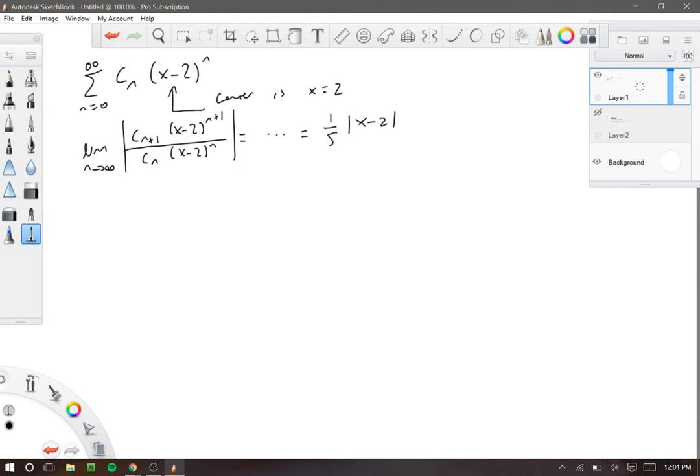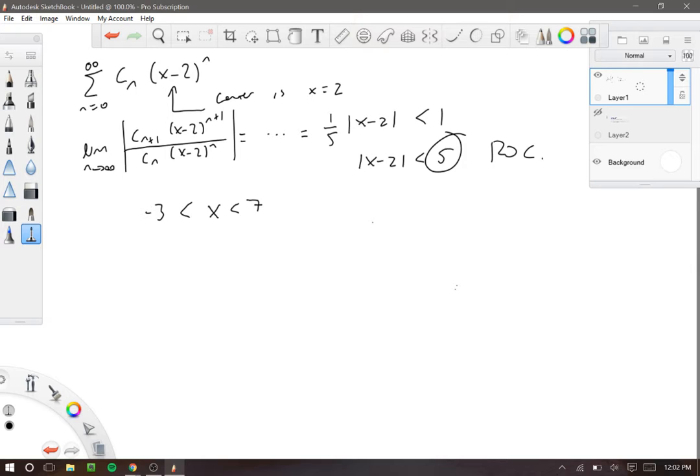Again, we would need that to be less than 1, and so we would have that x minus 2 is less than 5 in this case. So now 5 is our radius of convergence. So again, we're guaranteed that the series will converge for values of x that are less than 5 away from 2. So let's see, we could go all the way up to 7, and we could go all the way down to negative 3, and we will certainly converge for x values between negative 3 and 7.